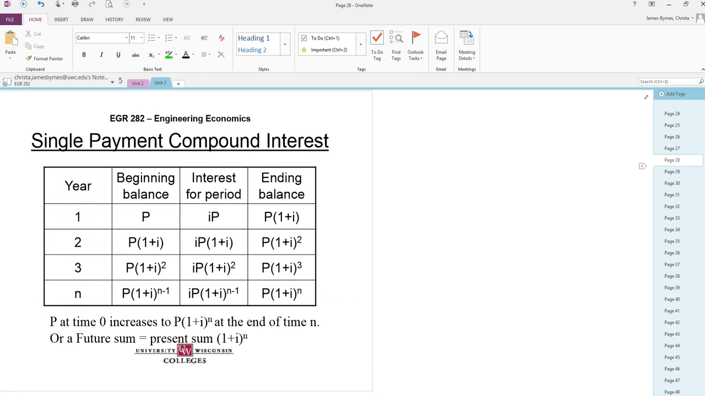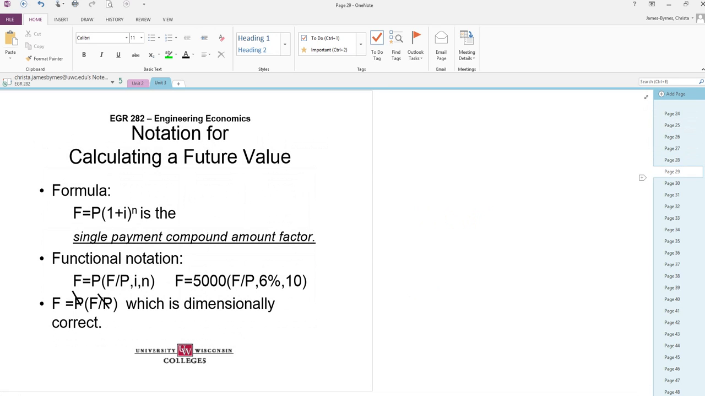So we went through in class and we found out that any future amount of money is equal to the present amount times 1 plus the interest rate per period raised to the number of periods. And remember, we did that problem with annually, semi-annually, quarterly, and monthly compounding. That's our formula. So let's just review. Here's our formula: F is equal to P times (1 plus i) to the n.